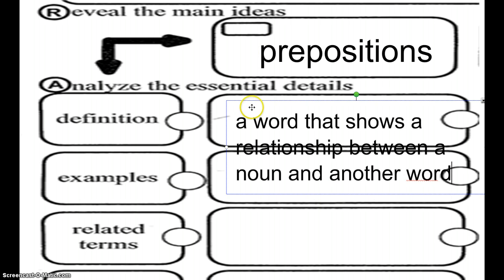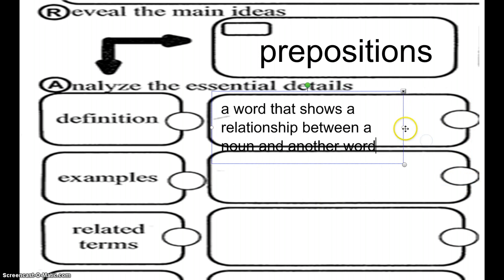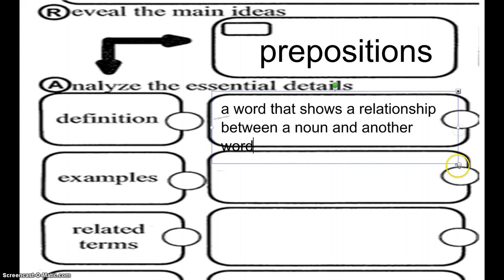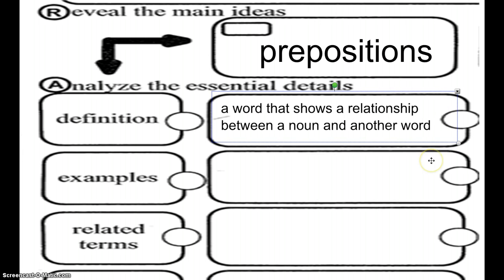And so we have a list of prepositions on the board in my classroom, and so we chose one, above, and I asked a student to make a sentence using the word above. And so we said the fan is above my head. And so if we were going to find the preposition, the preposition was above, and it shows a relationship between the fan and my head and where it's located.